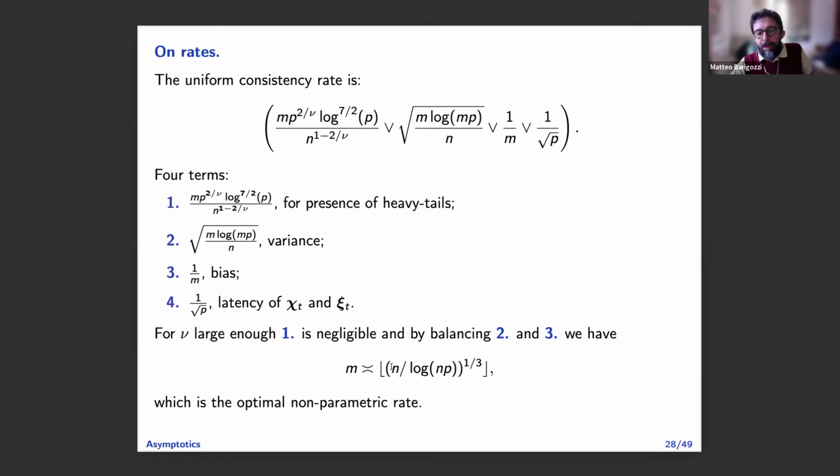And guess what? The optimal m is roughly n to the 1/3, which is the optimal non-parametric rate that you get when you use the Bartlett kernel to estimate the spectral density. You change the kernel, this will change. And if you have a smoother kernel, this will go down faster, and then you will have a different rate, 2 over 5 you will get, okay? Which is the other typical case that you get.